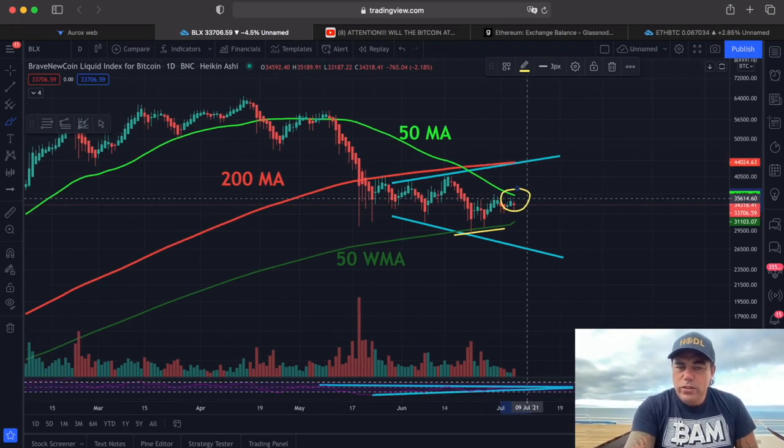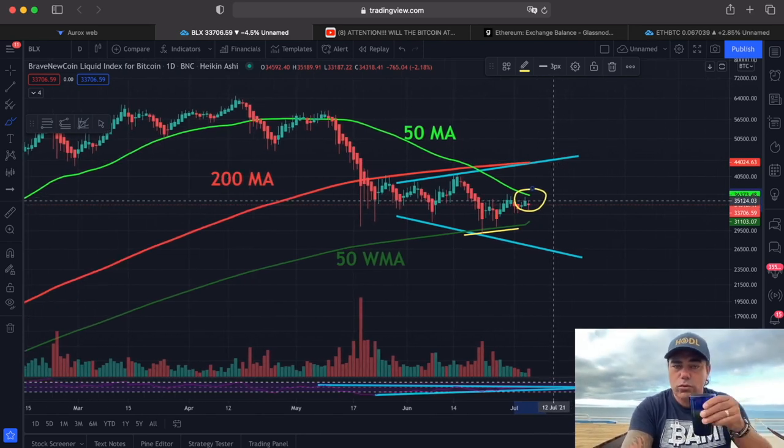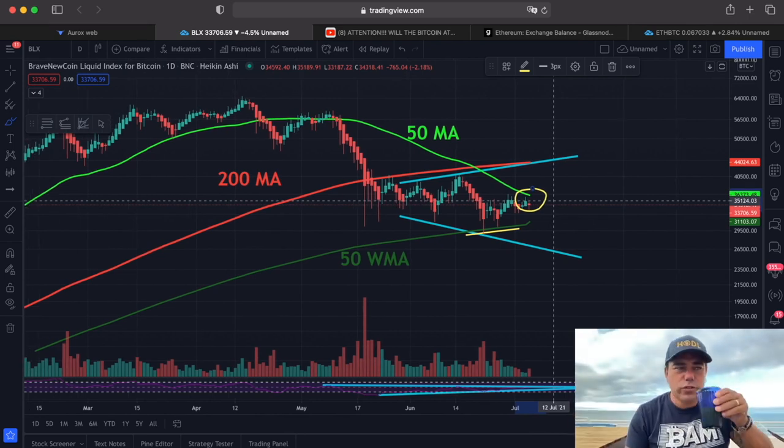The moment we break the green line, it can go also really fast. And that is what I want to tell you today to all the newcomers into this market who are slowly losing trust in Bitcoin.